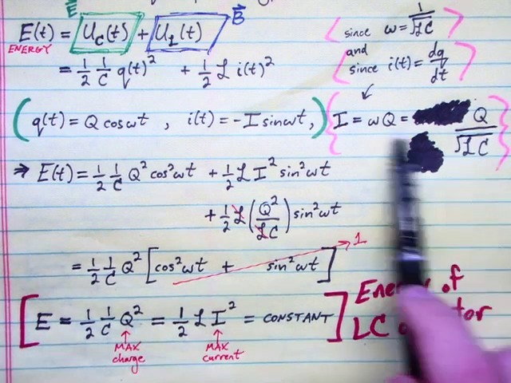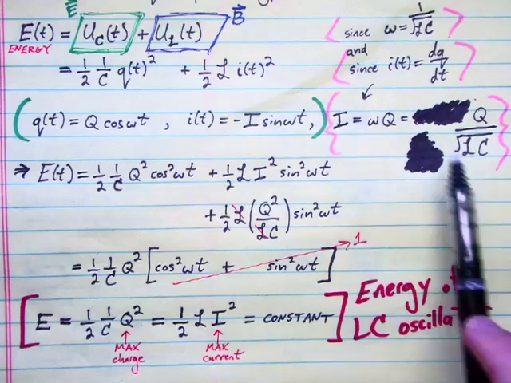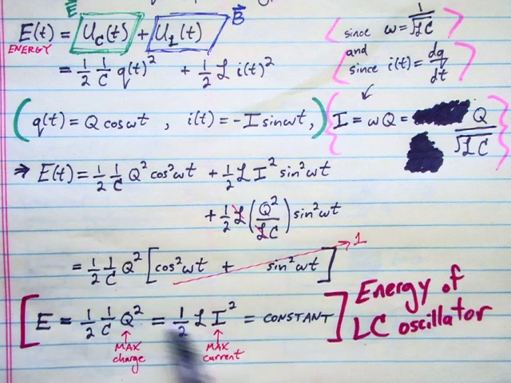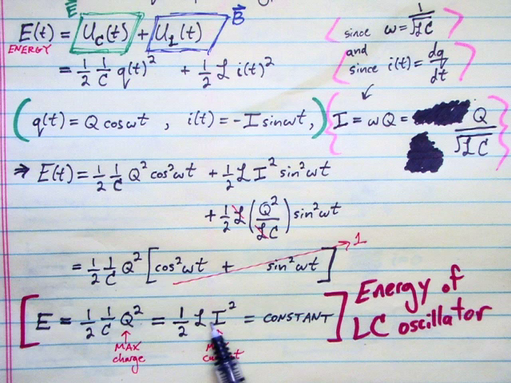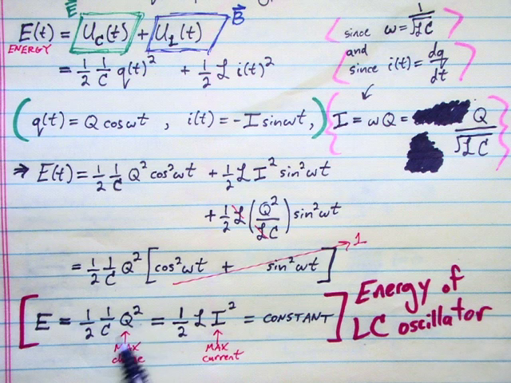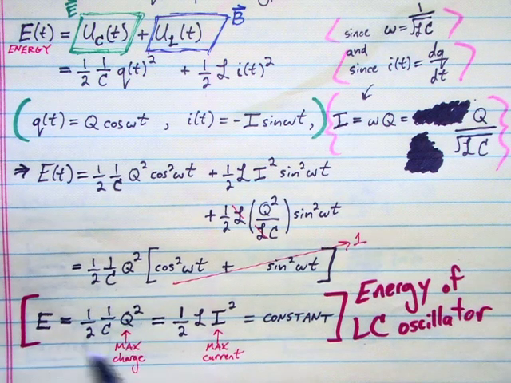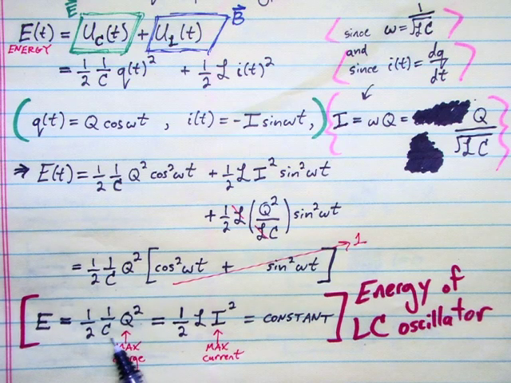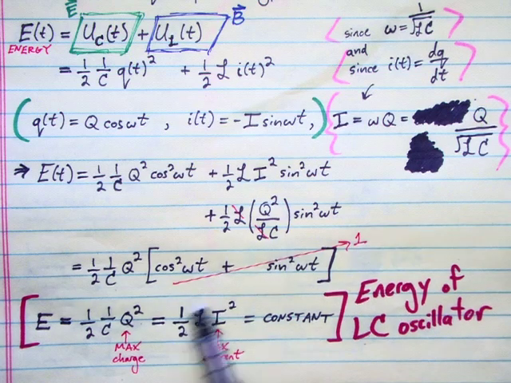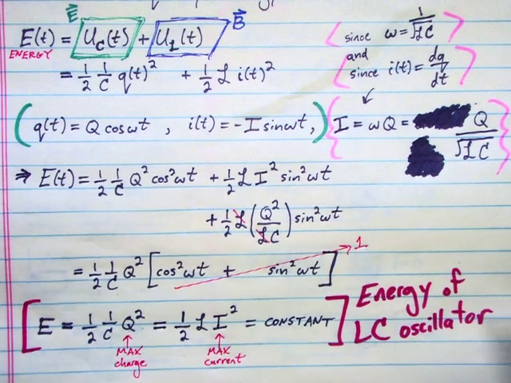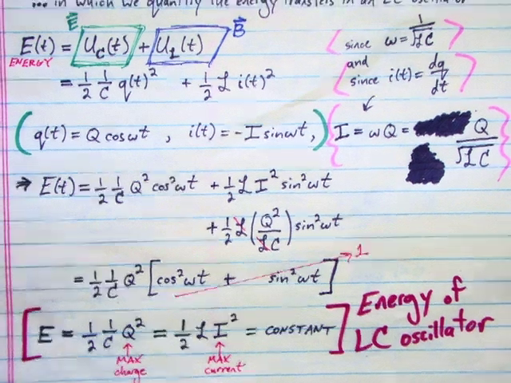And if we again use this relationship, we can replace Q with I here and show that the total energy is also equal to this expression, which is telling us that there is a moment in time when all of the energy is in the capacitor, and then later, in fact, exactly 1/2 cycle later, all of the energy will be in the inductor. So we can express the total energy in terms of the max charge or in terms of the max current.